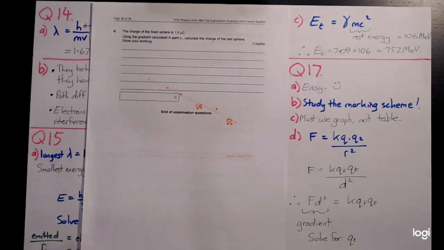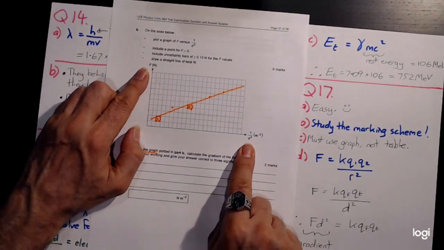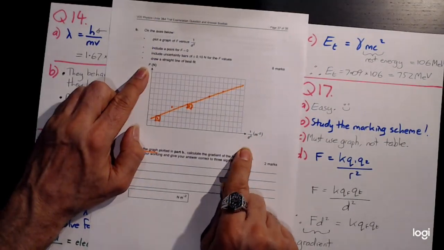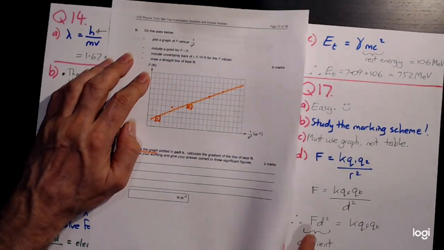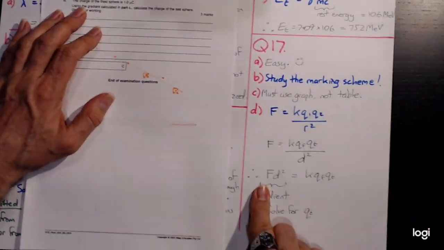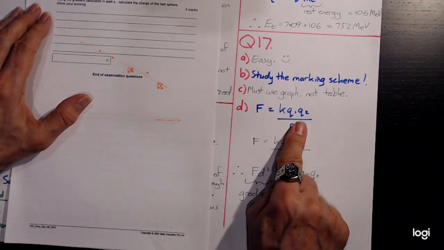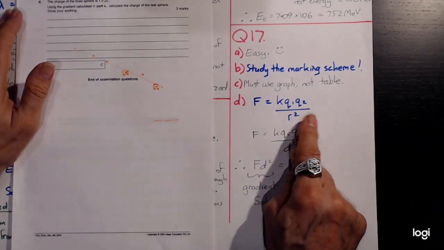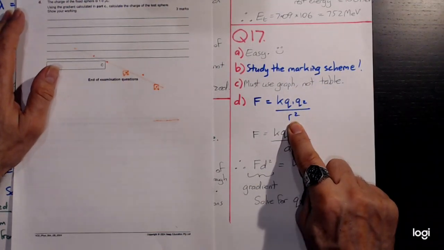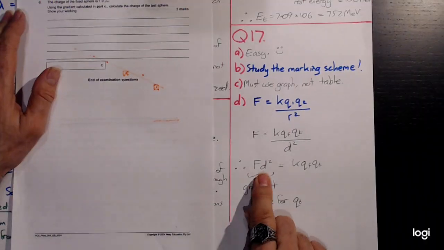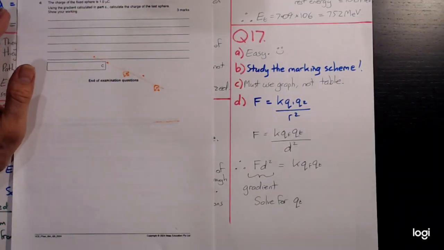Now, the gradient of this graph, the rise over the run, is f over 1 on d squared. If you divide by that, that's the same as multiplying by d squared. So the gradient is actually f times d squared. Now, this is the formula for the force between 2 charged objects, which is the situation we have here. If you rearrange it, d squared is the distance squared, so rearranging, f d squared equals k q1 q2. So that's the gradient.